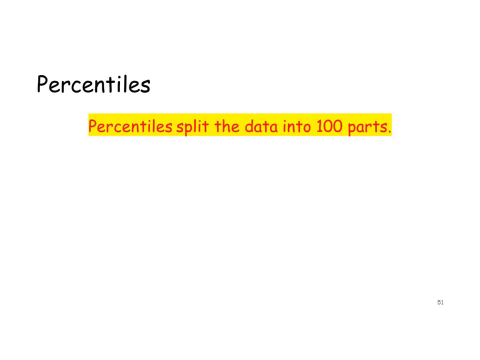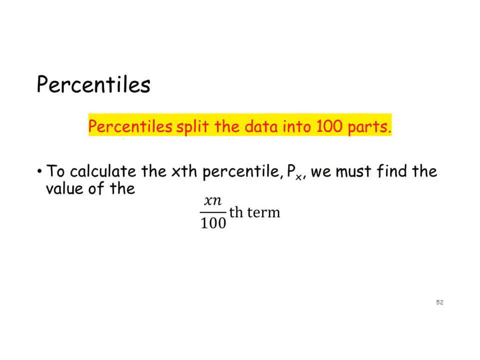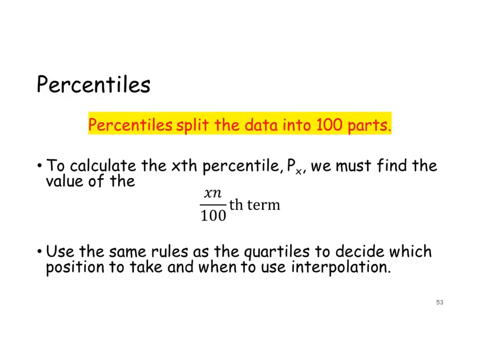Let's move on to percentiles. Percentiles split the data into 100 parts. To calculate the xth percentile, we call it Px, we must find the value of the x times n divided by 100th term. And as before, we will use the same rules as we did for the quartiles to decide which position to take and when to use interpolation.